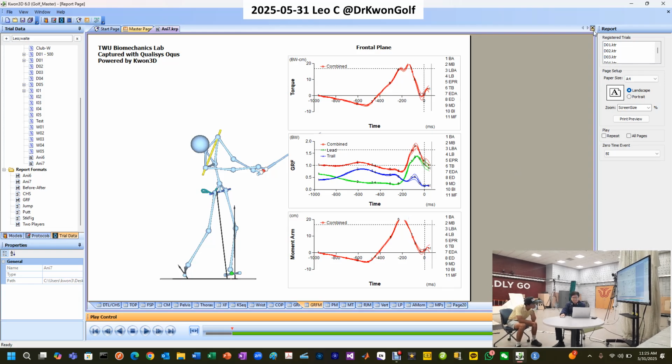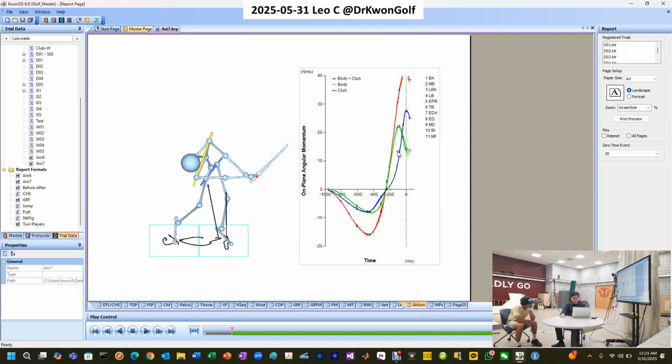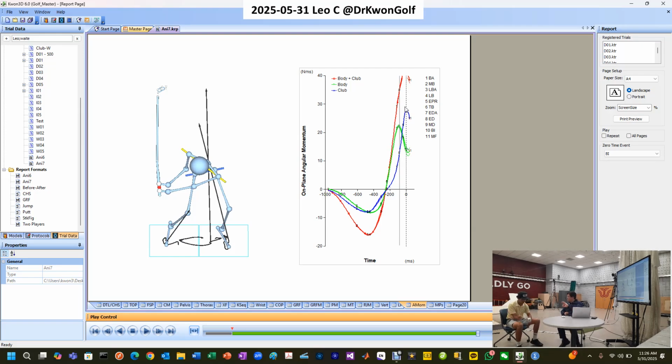And then if you go to this one here, this is angular momentum of the body. So green is the body, and then blue is the club. You see, the body reaches peak angular momentum here, and then after that it loses angular momentum quite a bit. But in the same period, the club gains a lot of angular momentum because his body is slowing down and then transferring the momentum to the club.